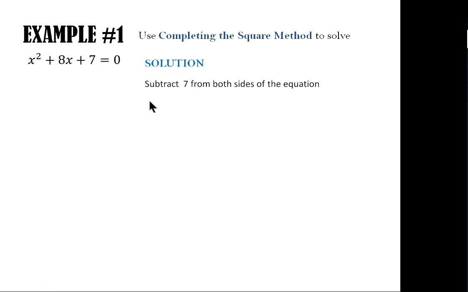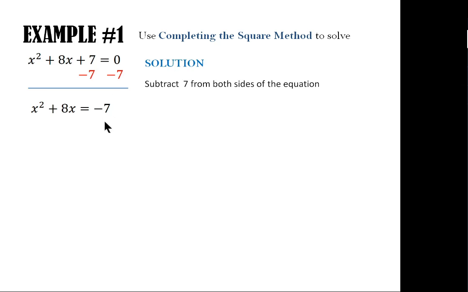Now, all we have to do in this quadratic equation is to isolate the constant to the other side, with the terms with the variables on the left side and the constant on the right side. So we're going to subtract 7 from both sides to eliminate 7. So we have x squared plus 8x, this is 7 minus 7, that's 0, is equal to 0 minus 7 is equal to negative 7.